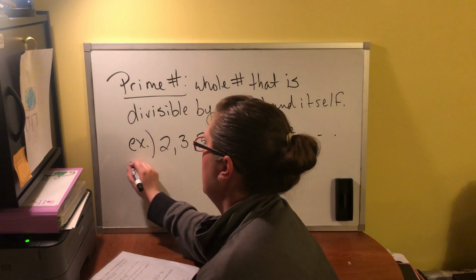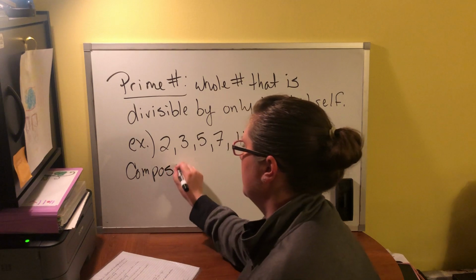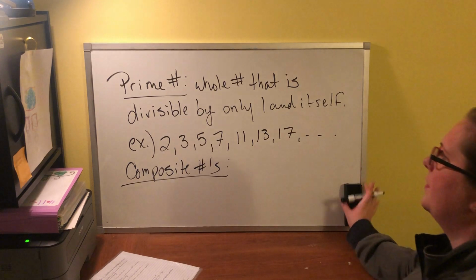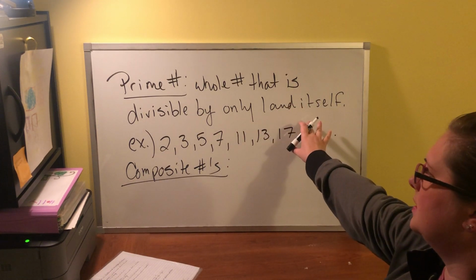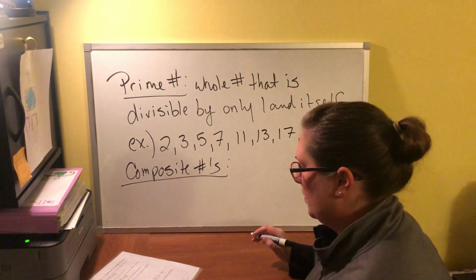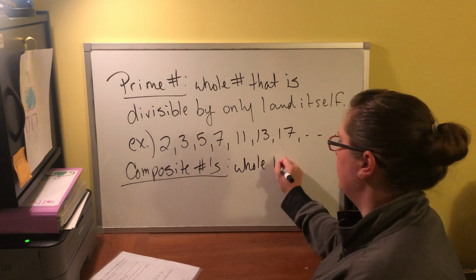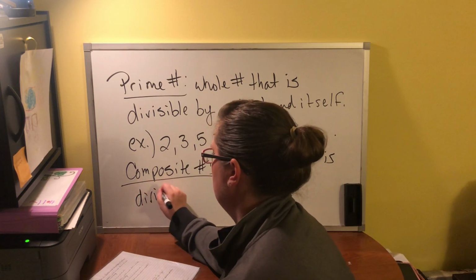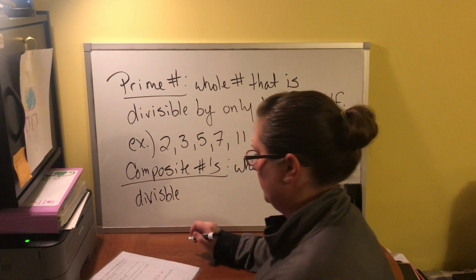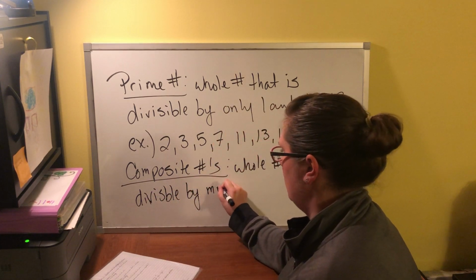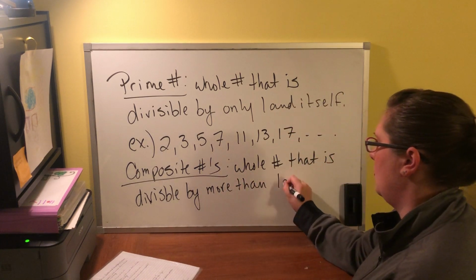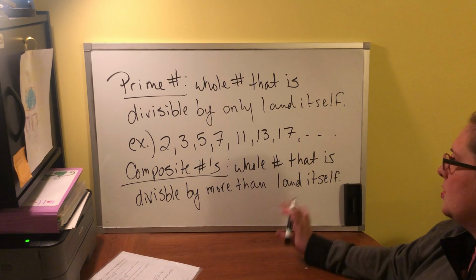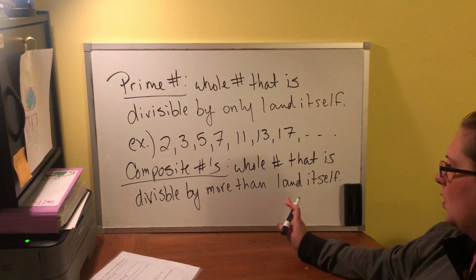All right, so now we need to go ahead and talk about composite numbers. So if prime numbers are only divisible by 1 and itself, composite numbers are everything else, okay? So this is a whole number that is divisible by more than 1 and itself, okay? So composite numbers are whole numbers that are divisible by more than 1 and itself.